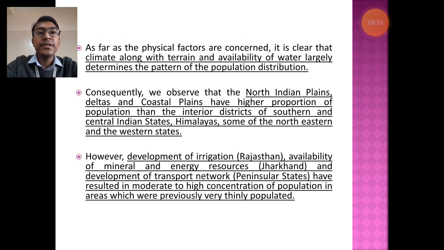As far as the physical factors are concerned, climate along with terrain, that is, the type of landform and the availability of water, largely determine the pattern of population distribution. Suitable climate, availability of water, and plain areas are most suitable for the growth of population.